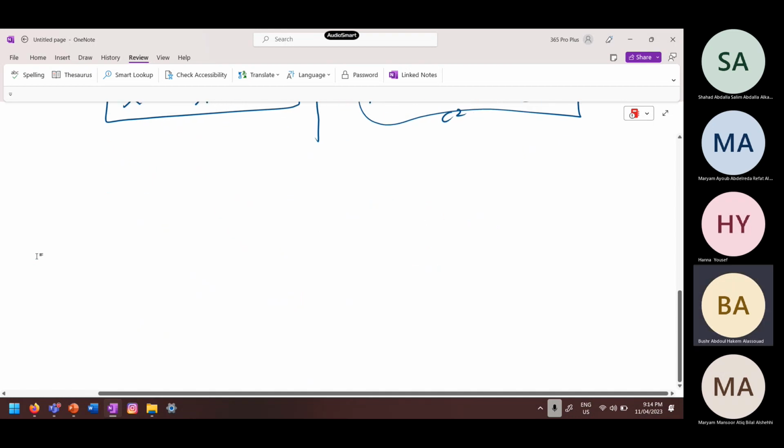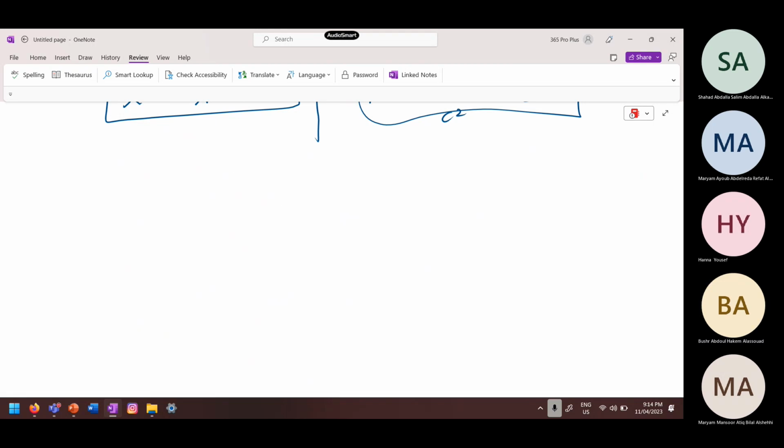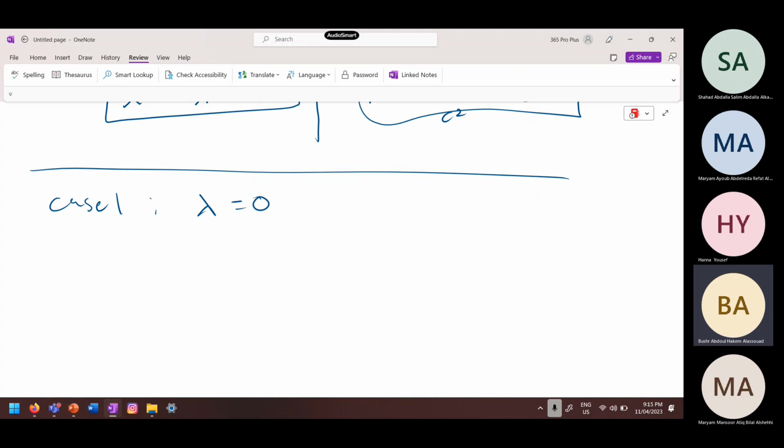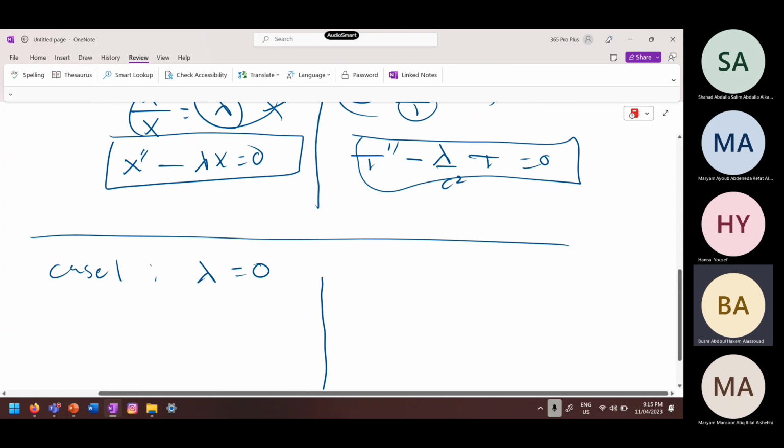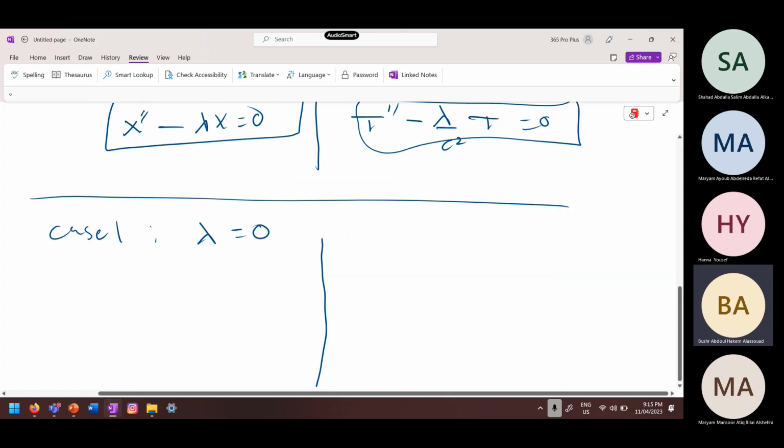Now going to the cases, we are going to find the value of the function for 3 cases. Starting with case 1, lambda is equal to 0. Again, split your page into 2 because we're going to work on these 2 equations. So lambda is equal to 0.